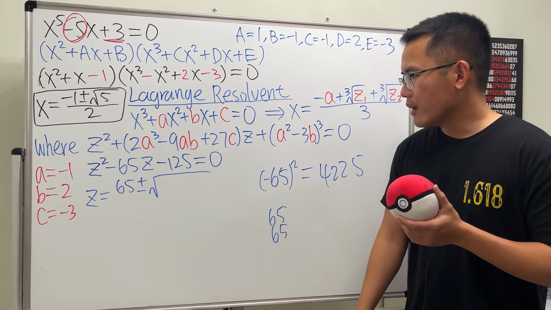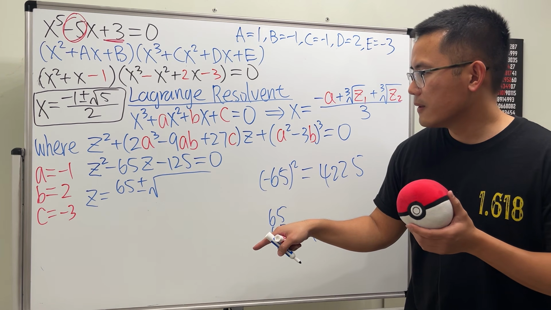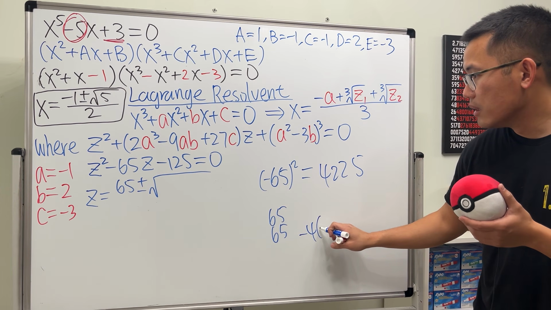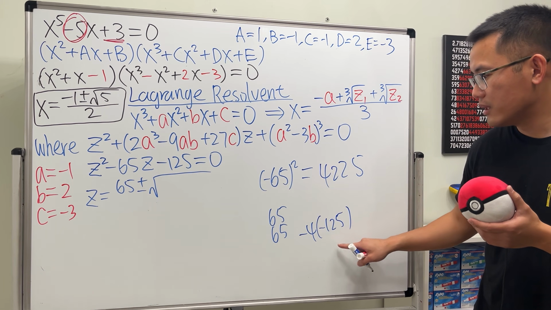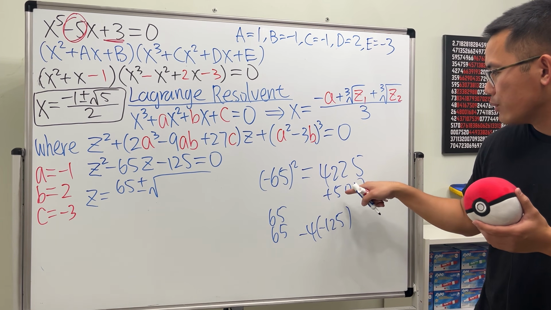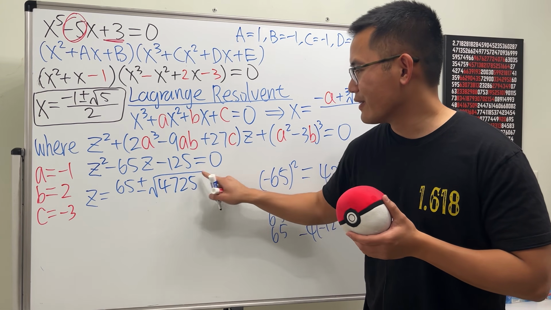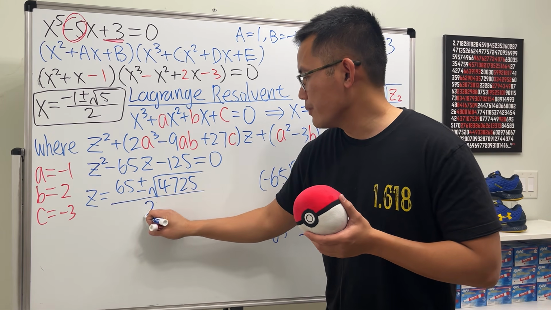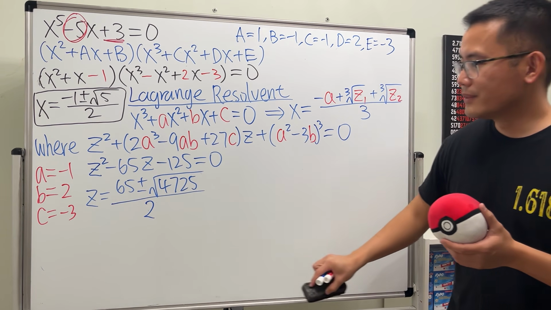And then, of course, we have to do the -4 times this and that. So that's just 1, so that's good. And then times that, which is -125. So 4 times this is 500, and that will be positive, so we just have to add 500. So all in all, the inside will be 4725. All right, and then everybody divided by 2 times 1, which is just a 2. Okay, that's what we have. So far so good, right?